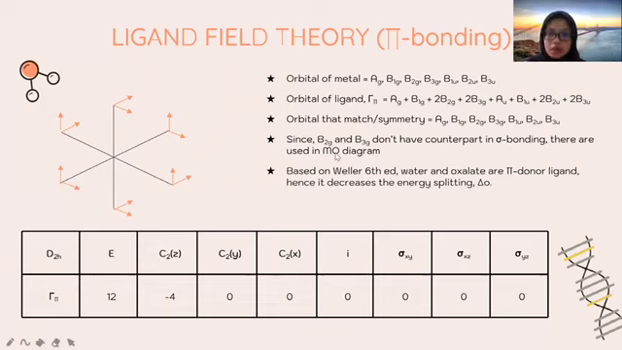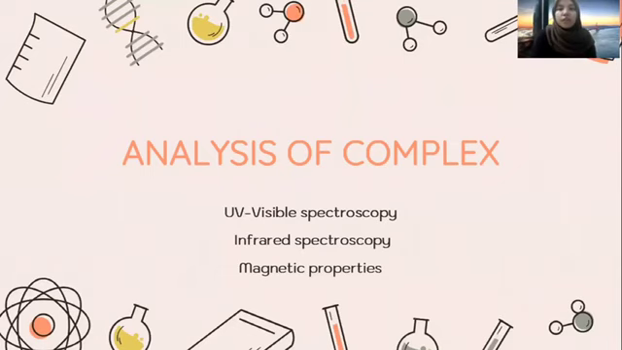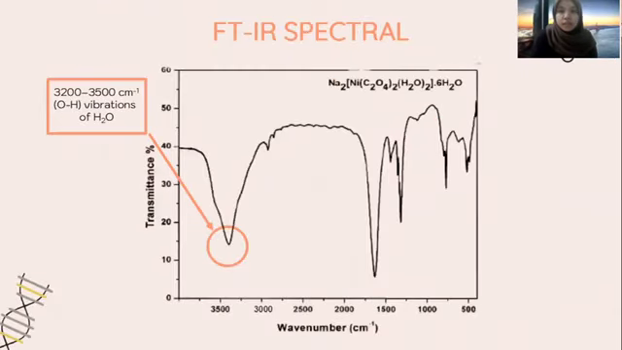Based on whether our ligands, water and oxalate, are pi donor ligands, it decreases the energy splitting. Okay, so for the analysis of this complex, the FTIR spectrum shows the existence of nickel, water molecules, and oxalate dianion. Firstly, the strong broad band shows the stretching OH vibration of water molecules.